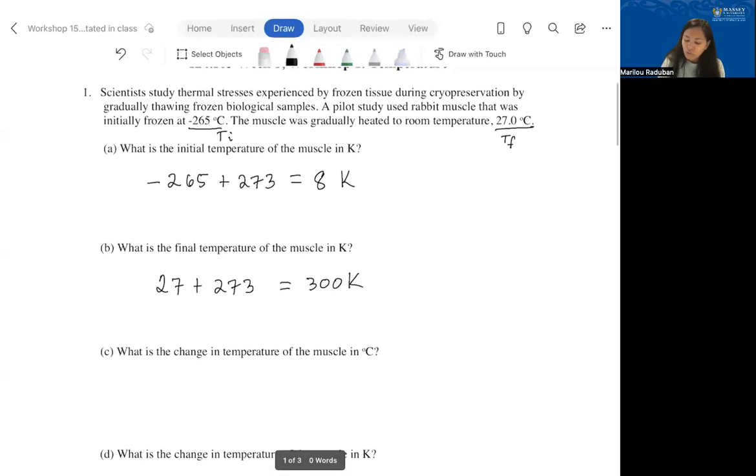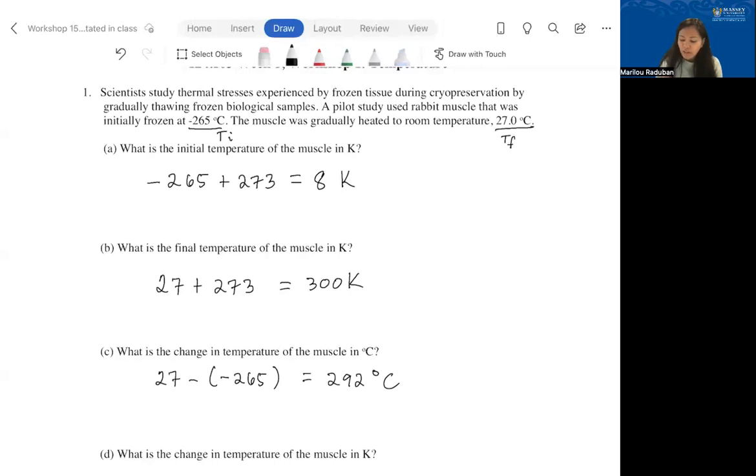When you're getting the change in temperature, we usually have a positive change in temperature. Anyway, you usually do final minus initial. So you have 27 minus, or take away, negative 265. And that will give you 292 degrees Celsius.